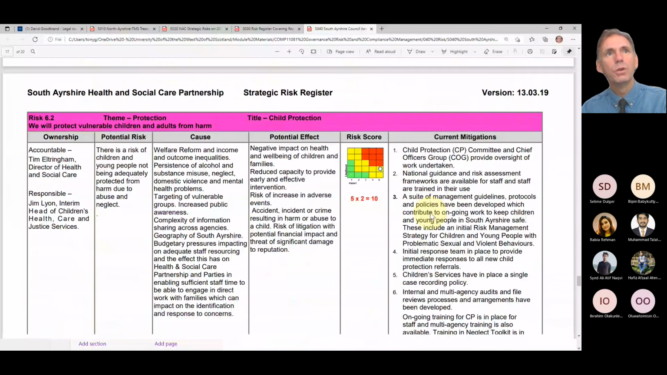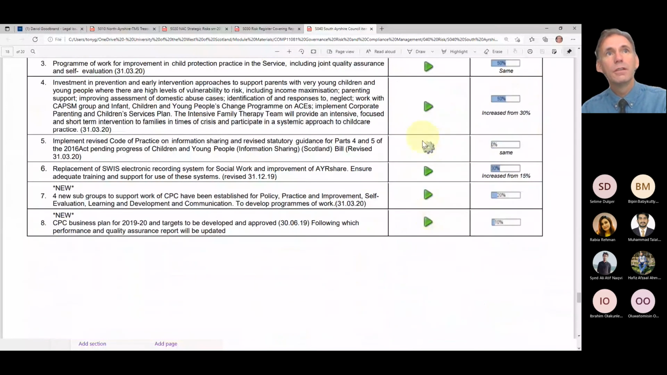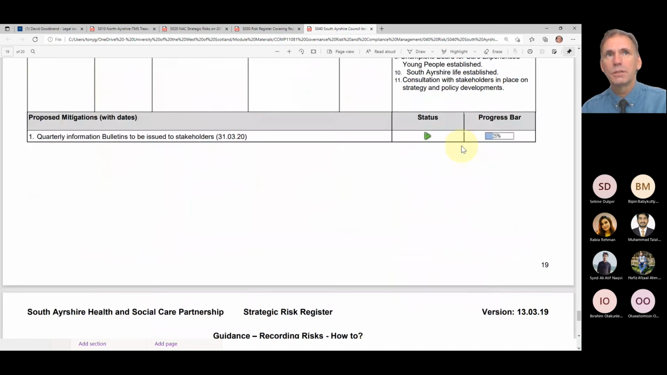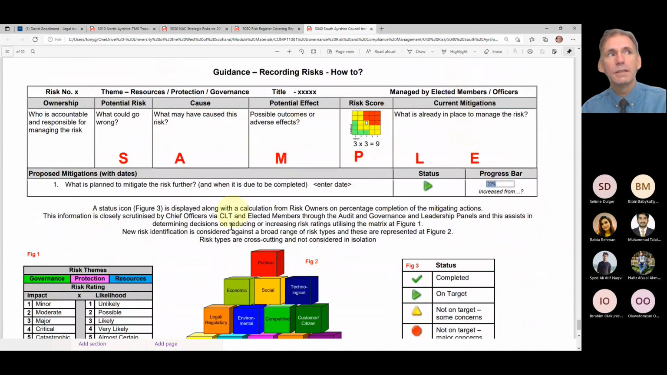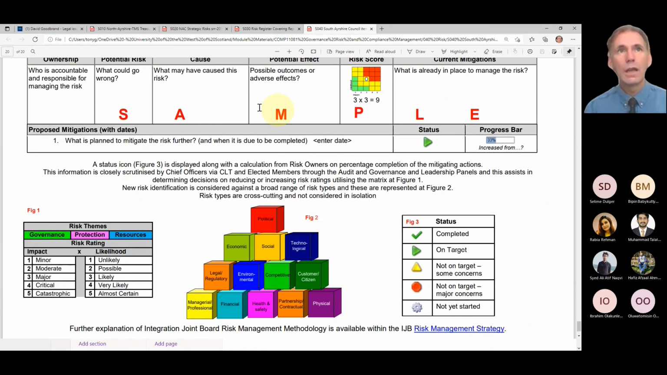I'm trying to find one where they're really worried and it's in red. This one they haven't started. And they hadn't started it last time either. So if I was in governance at that point, I would say, look, we've identified this. It was here last time, but you've not done anything about it. Why not? That would be a question I'd be asking at the board. And right at the end, it says how it's set out, what they mean, and how to read all the keys.